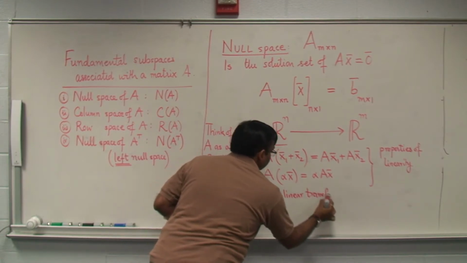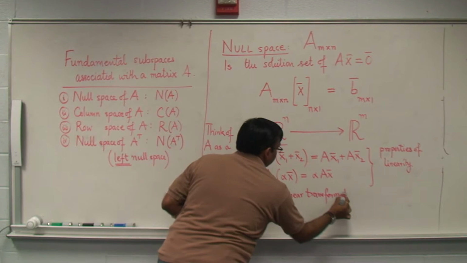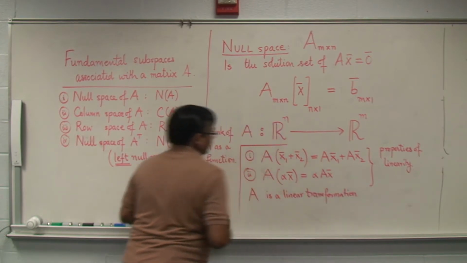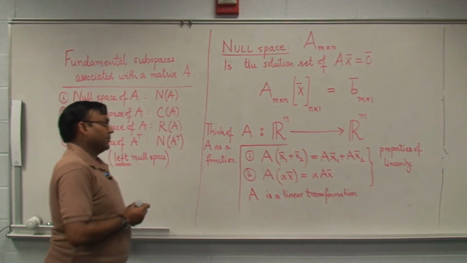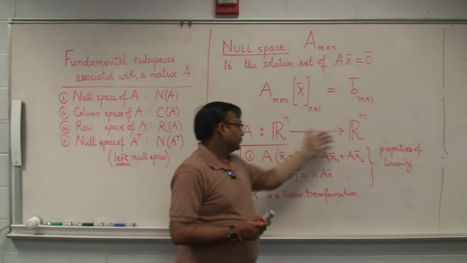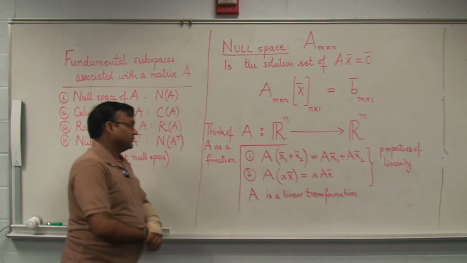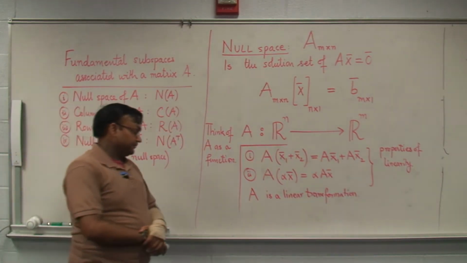So think of it as a special function which has these two properties. So it's a function from some space to some space, but it has two additional properties, the properties of linearity.